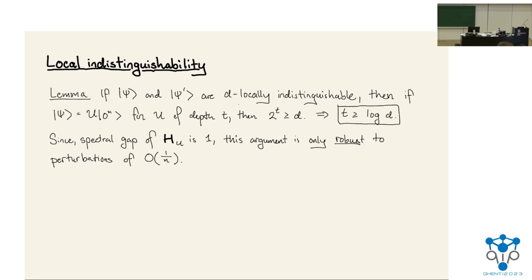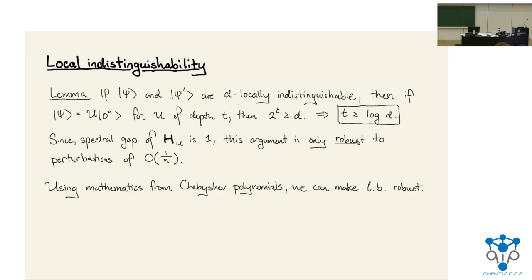And what I can say is that this argument was actually slightly robust, but it was only robust to very small perturbations on the order of 1 over n. The reason is that the spectral gap of this Hamiltonian HU was 1 compared to a total energy of n. So as long as I could find that some psi prime was below energy 1/2, that would be enough of a contradiction, but 1/2 compared to the total energy n gives you this order 1 over n perturbation issue. So we're going to have to do something to make it more robust. And what we'll do is use some mathematics from Chebyshev polynomials in order to make this lower bound robust. If you watch the version of this talk I gave at the Simons, I skipped this part. So today I thought it would be nice to talk about this part and skip a part about expansion later.